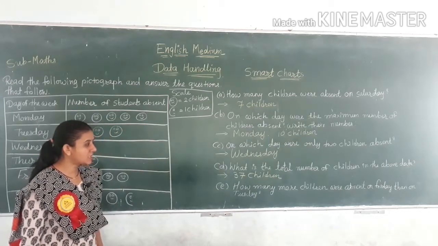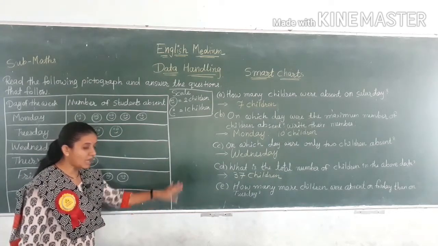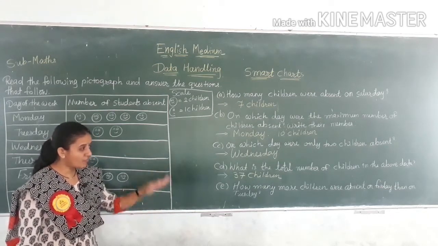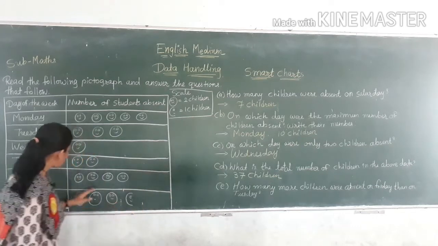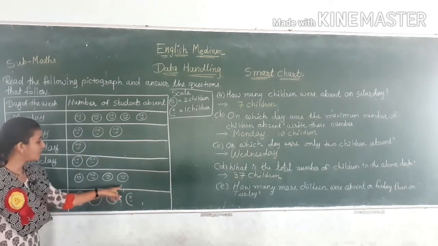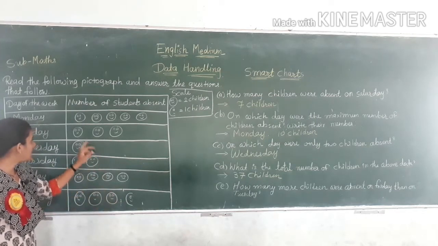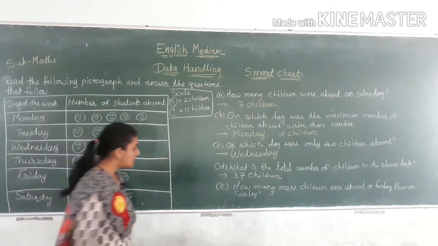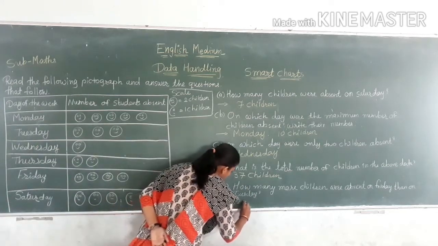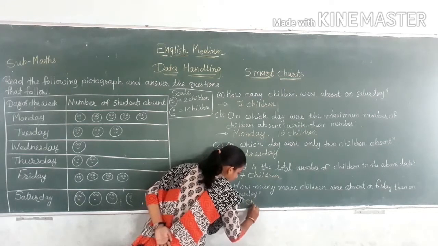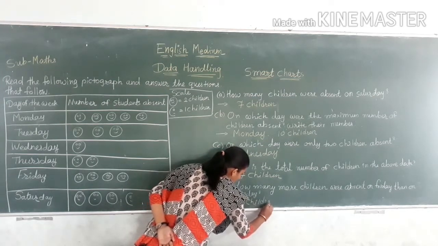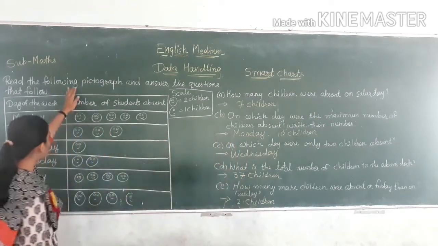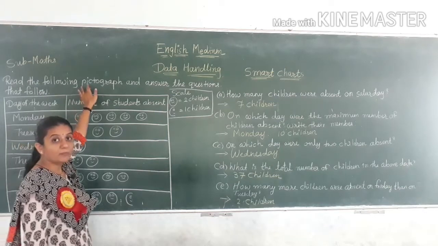How many more children were absent on Friday than on Tuesday? Here Friday 1, 2, 3, 4, 4 twos are 8, and Tuesday 1, 2, 3, 3 twos are 6. So 2 children more were absent on Friday. We are solving pictographs here.